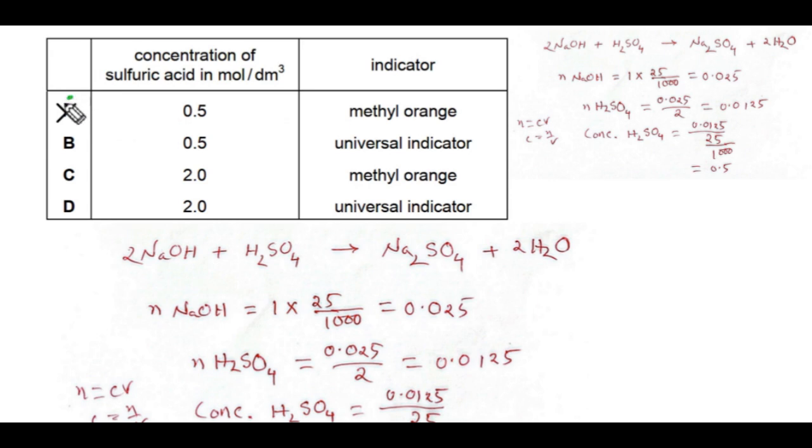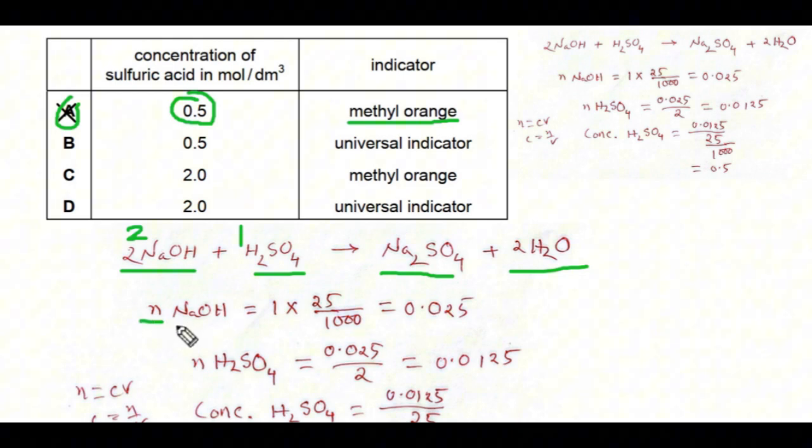A: concentration of sulfuric acid 0.5 and indicator is methyl orange. So you know sodium hydroxide reacts with sulfuric acid to give sodium sulfate plus water. Sodium hydroxide 2 moles, sulfuric acid 1 mole. So first, n means number of moles of sodium hydroxide, concentration times volume. Volume is 25 divided by 1000; cm³ is converted to dm³ by dividing by 1000. So moles of sodium hydroxide you get 0.025.